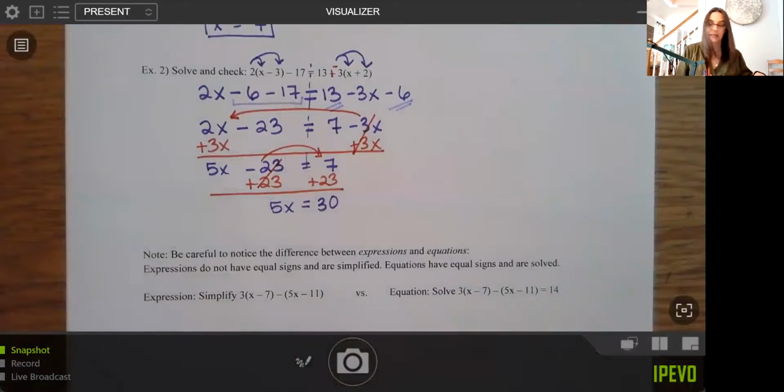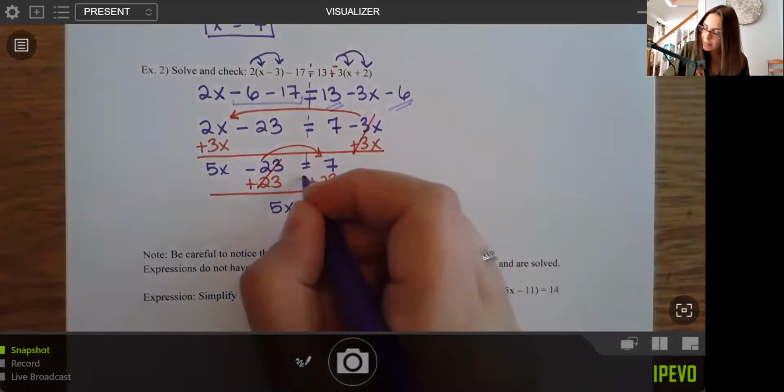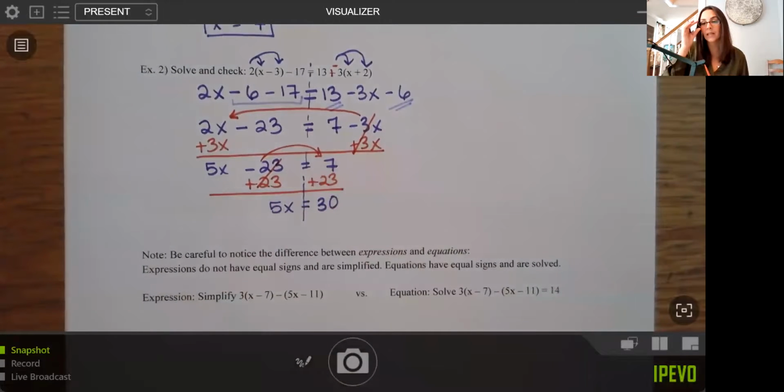So I have 5x is equal to 30. What you want to notice too along the way is I'm just trying to keep myself lined up. You don't want to mess up where that equal sign goes. So that's a way that you can cause a mistake for yourself. So just kind of keep nice and organized.